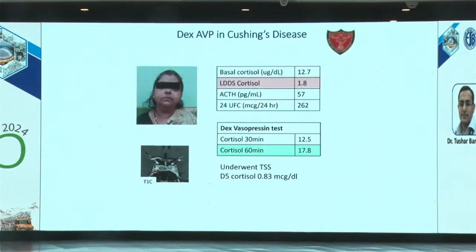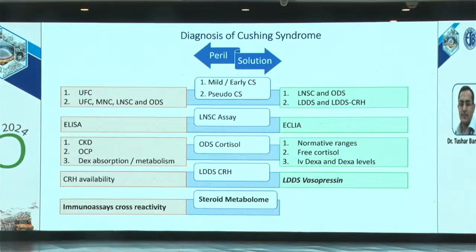But CRH has not been available for the last one year, and hence we have shifted to DEX AVP as a test to rule out pseudo-Cushing's or to pick up Cushing's in these cases. So this was a lady who came with type 2 diabetes and hypertension. You can see that cortisol is slightly high, LDDS is mildly high, and she was referred for our management, where a dex suppressed vasopressin test clearly showed the cortisol was high. There was a near macroadenoma picture there, and the patient has done well post-surgery.